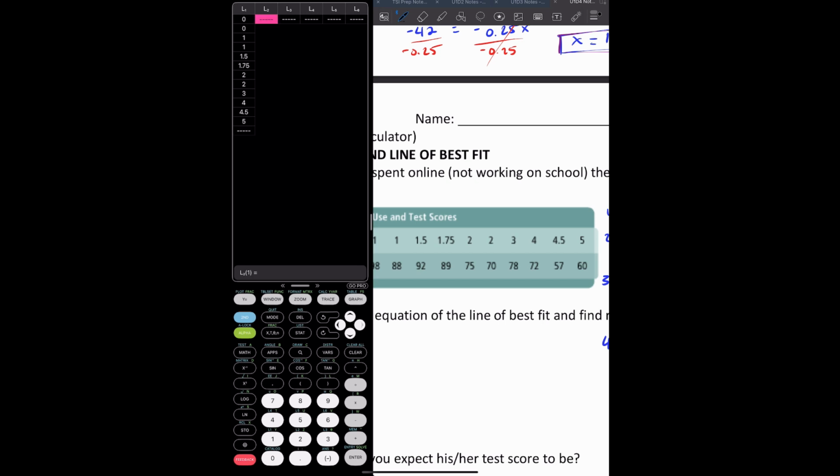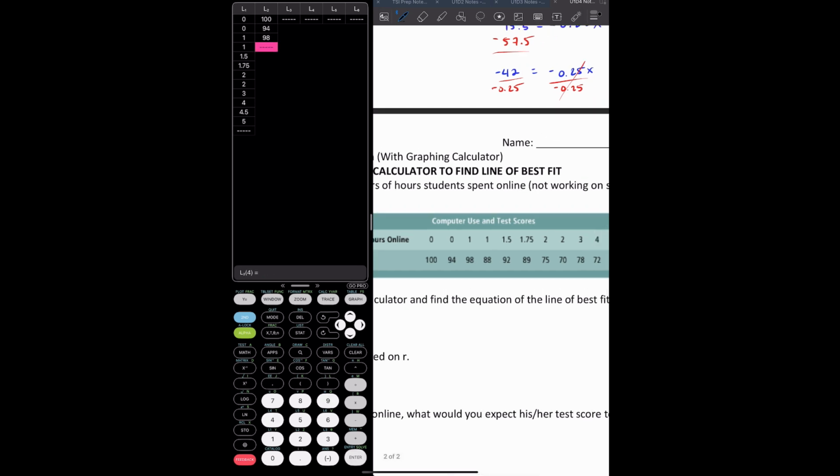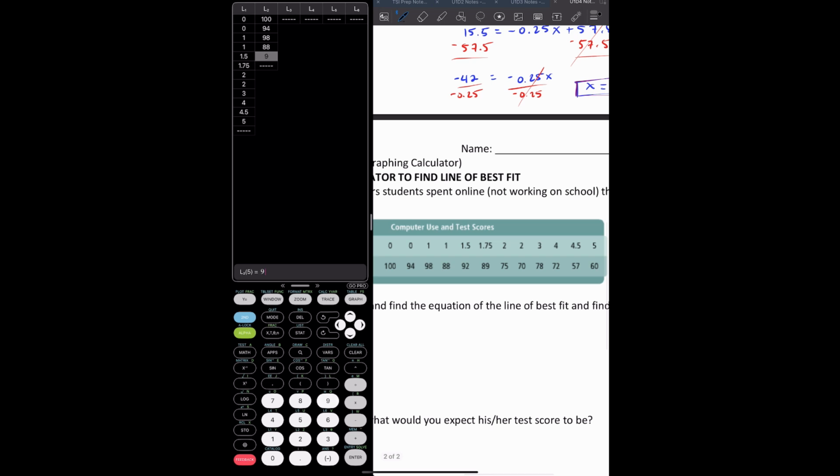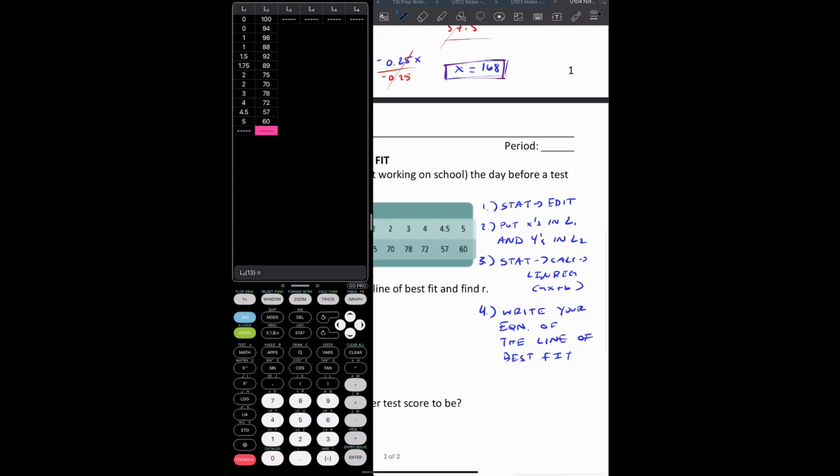We're going to go ahead and arrow to the right, and then move on to L2. So our first test score is 100, enter, 94, 98, 88, 92, 89, 75, 70, 78, 72, 57, and lastly 60. So now we have all the values inputted. So now what we're going to do is we're going to press the stat button again.